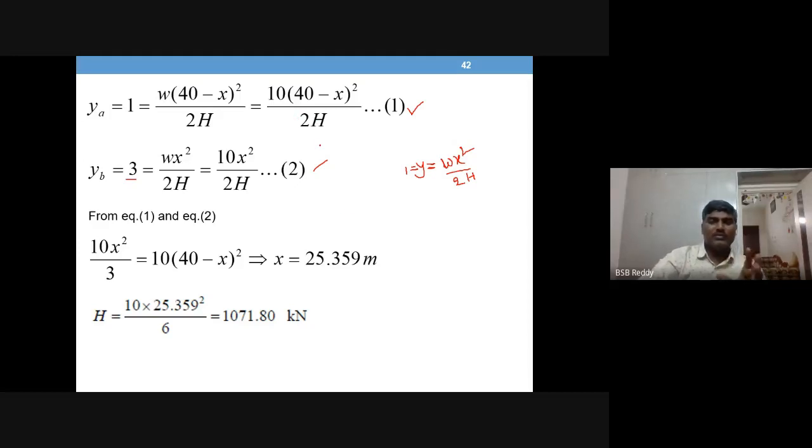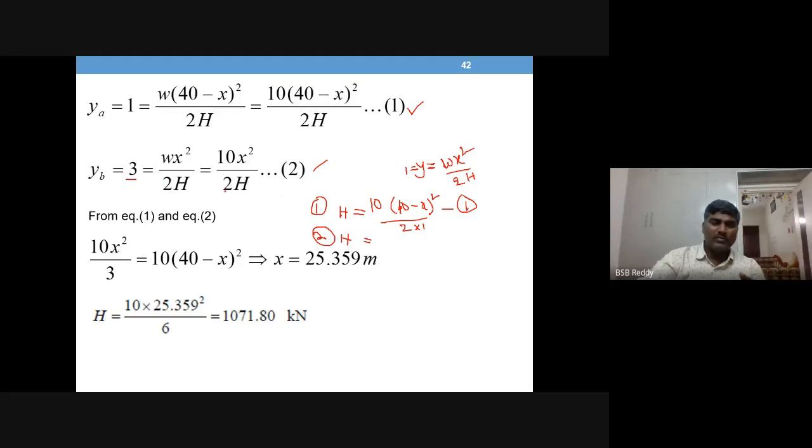So now it is just simple rearrangement. Equation 1 and 2 rearranged. So h you take to the left hand side. H is equal to, 1 comes to the denominator, so 2 into 1 is always 2. So 10 into 40 minus x whole square by 2 into 1 is equation 1 modified. Okay. Similarly, equation 2 you just modify. Take H to the left hand side and 3 to the right hand side.